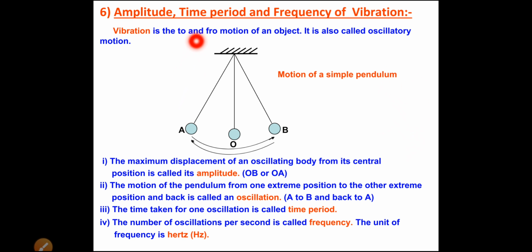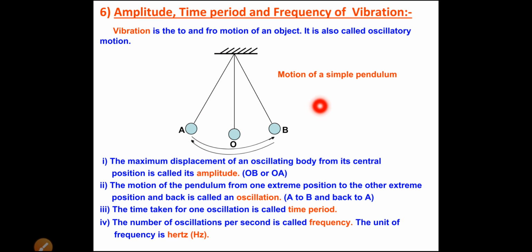Now, what are the amplitude, time period and frequency of a vibration? This is the diagram of a simple pendulum. This is the pendulum, the circular thing is the bob, and this is the thread or the chain. Now, what is vibration? As I told before, vibration is the to and fro motion of an object.